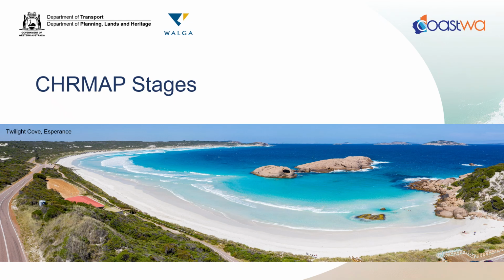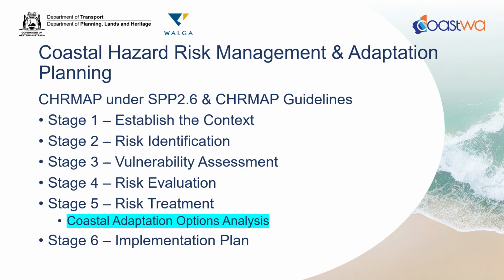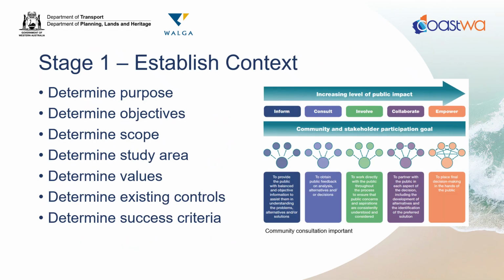We'll just give a recap now and a bit of a step through of those CHARMAP stages to familiarise ourselves with those. So the Coastal Hazard Risk Management Adaptation Planning Framework, which is set up and outlined under SPP 2.6 in the CHARMAP guidelines, has a series of 6 stages, and the coastal adaptation options analysis falls under stage 5, the risk treatment. We'll just step through and familiarise ourselves with each of those stages now.